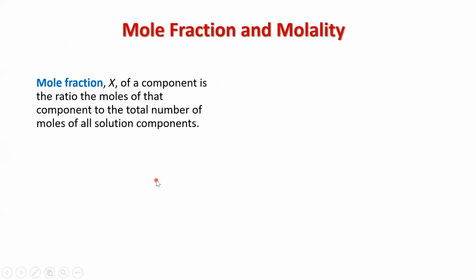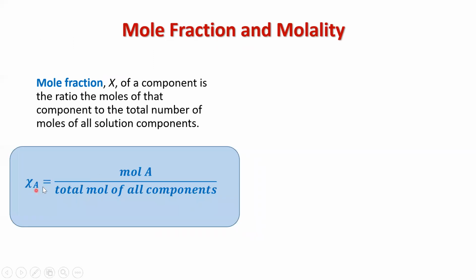Another way we can deal with concentration is in terms of what's referred to as mole fraction. And the symbol for mole fraction is an X. It's more of an italicized X, but an X is fine. And it's essentially the ratio of the moles of the component that we're looking at to the total moles of components that are in the solution. So mole fraction, if we had, let's say, a solution that contained A and B, the mole fraction of A would be the moles of A divided by the moles of A plus the moles of B, the total moles in the solution.